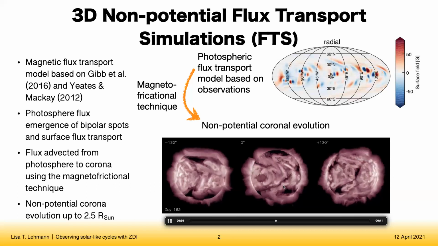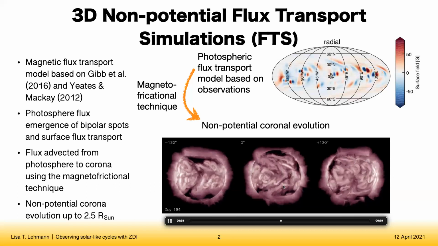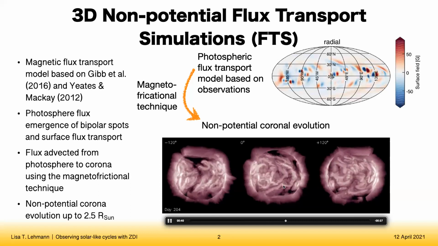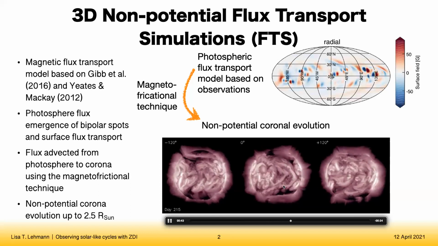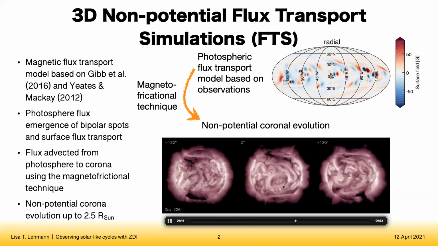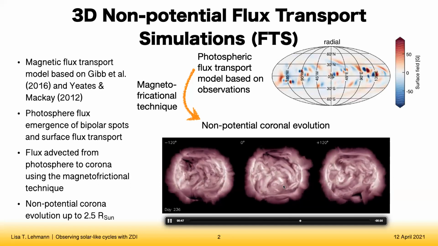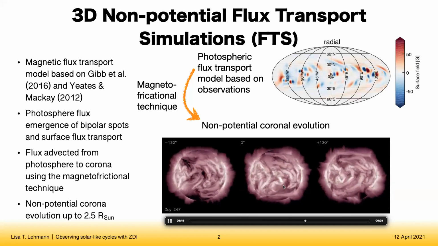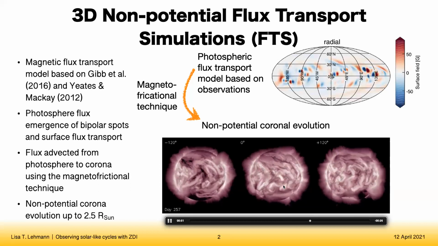The magnetofrictional technique now enables us to link the photosphere to the upper atmosphere by introducing a velocity parallel to the Lorentz force, so that the changing photospheric magnetic field is therefore transported through the upper atmosphere up to the corona.